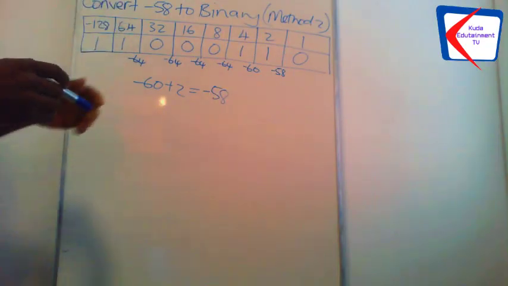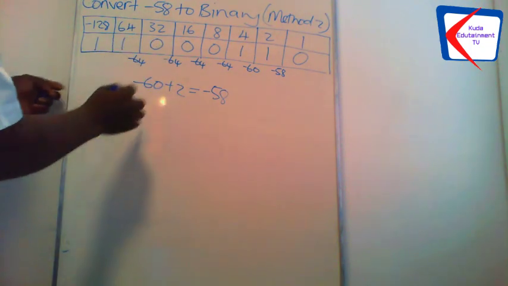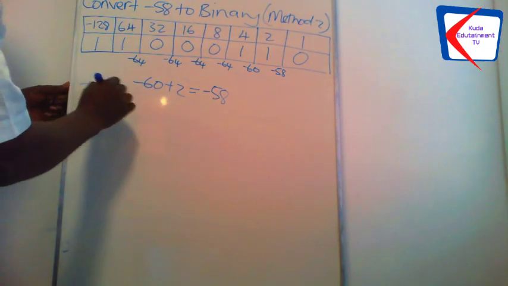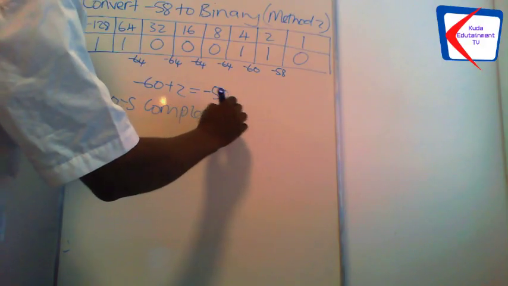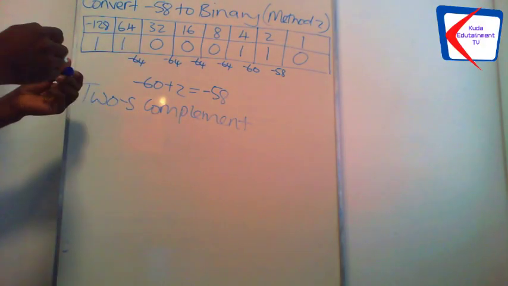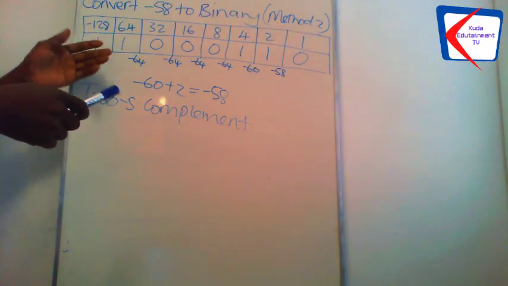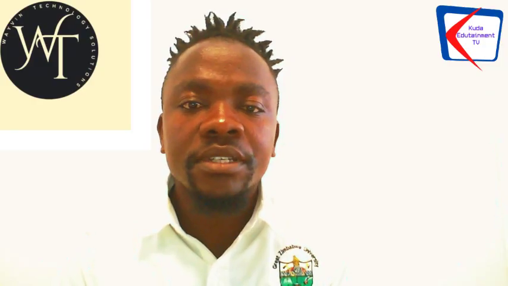This is how we represent negative numbers using this method. This method is commonly referred to as the 2's complement approach. So it's up to you now to choose which one is easier for you. That was another method that we can use to represent negative numbers, or to convert negative decimal numbers into binary numbers.